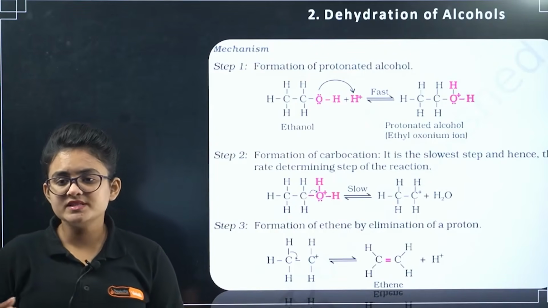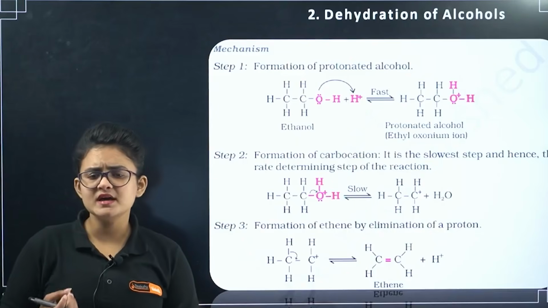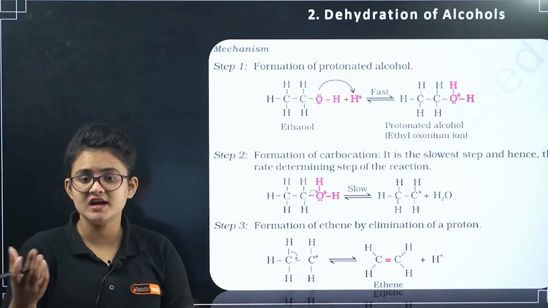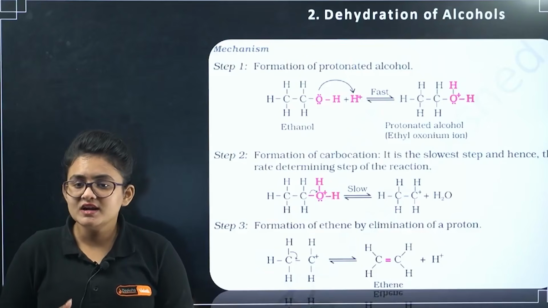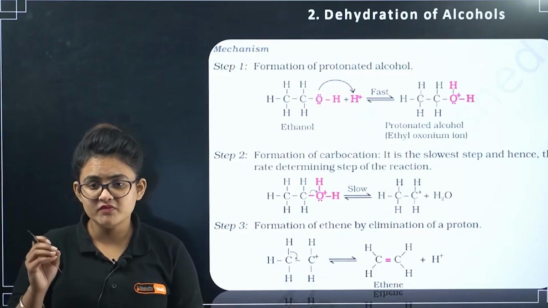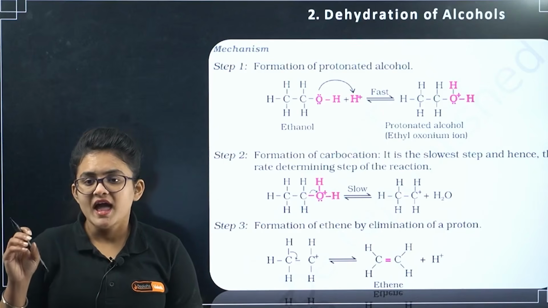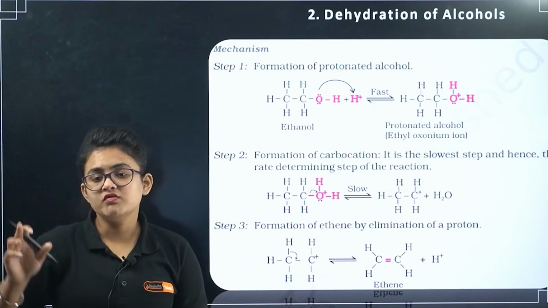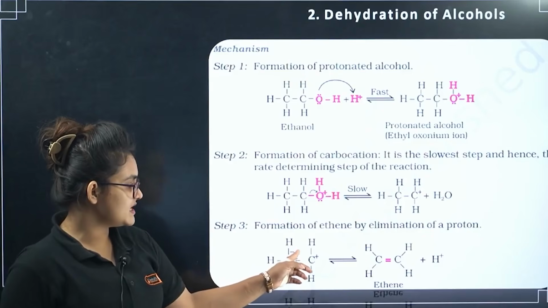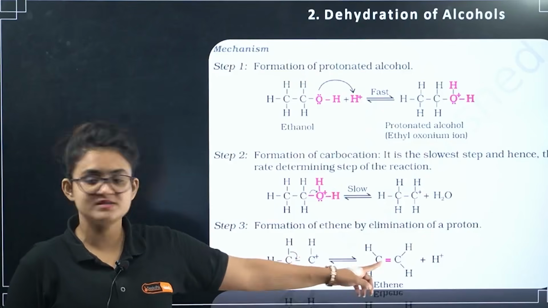After that what happens, this OH2 plus being a very good leaving group will leave the system and it will generate a carbocation, right? Then this particular carbocation gets stabilized by forming a double bond, and the elimination of one proton takes place. Here you can see one carbon hydrogen bond breaks and jumps here and one hydrogen leaves the system.